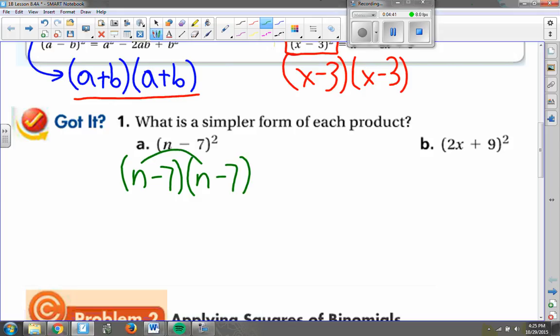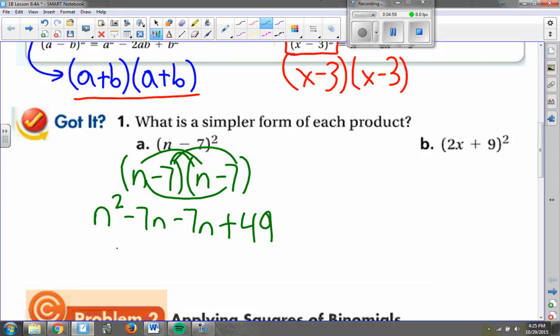First is n squared. Outside is minus 7n. Inside is also minus 7n. And my last is negative 7 times negative 7, which gives me a plus 49. So my final answer here would be n squared, minus 7n and minus 7n is minus 14n, plus 49. Okay?